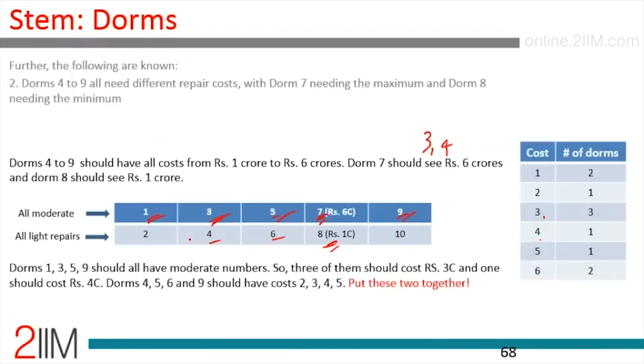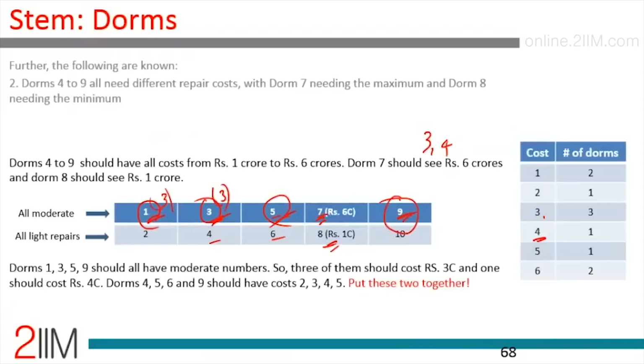What should be the cost in DOM 1 and DOM 3? Both of these should be moderate. These 2 should also be moderate. This and this should be different numbers. So this should be 3 and 4. There's only one DOM that costs 4 crores. That means DOM 1 and DOM 3 should both cost 3 crores.